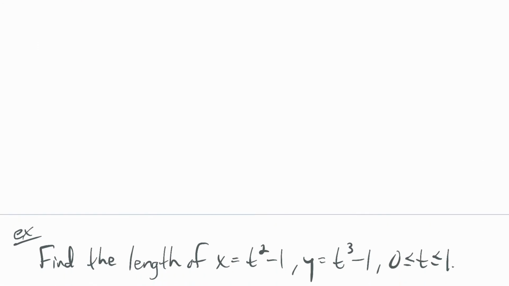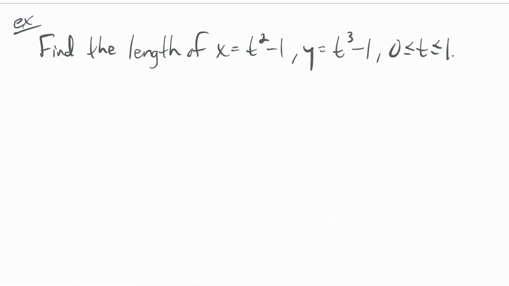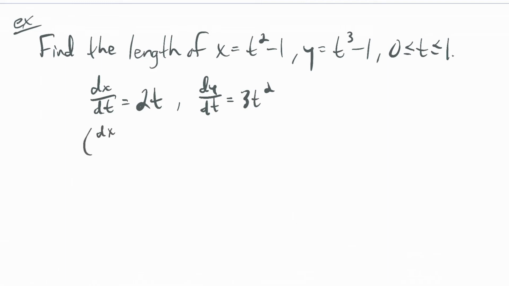Let's do one that's a little bit more complicated. So we're going to find the length of x equals t squared minus 1, y equals t cubed minus 1 on the interval 0 to 1. I don't have a graph of this, but if you want, you can always make the graph yourself. So I'm going to need dx/dt, which is going to be 2t, and dy/dt, which is going to be 3t squared. I'm going to need their squares, which I'll do up front. So 4t squared, and then (dy/dt) squared, so 9t to the 4th.